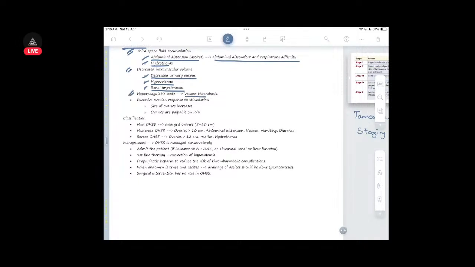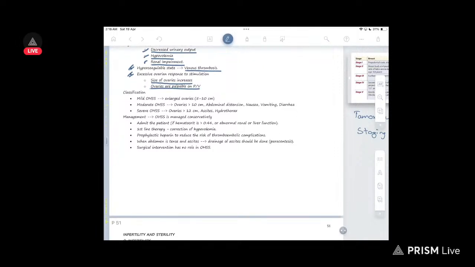Hypercoagulable state will lead to venous thrombosis, and excessive ovarian response to stimulation will lead to enlargement of the ovary, but they are palpable on per vaginal examination. Classification: you have mild OHSS, which is enlarged ovaries 5 to 10 centimeter, and moderate OHSS, ovaries more than 10 centimeter, abdominal distension, nausea, vomiting, and diarrhea. Severe OHSS is ovaries more than 12 centimeter, ascites and hydrothorax can be seen.